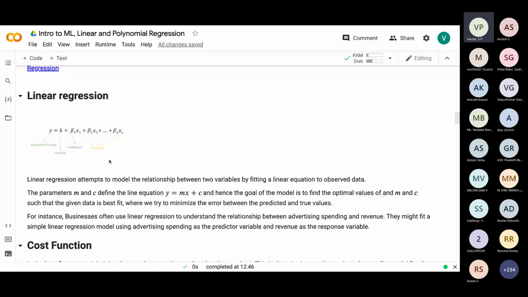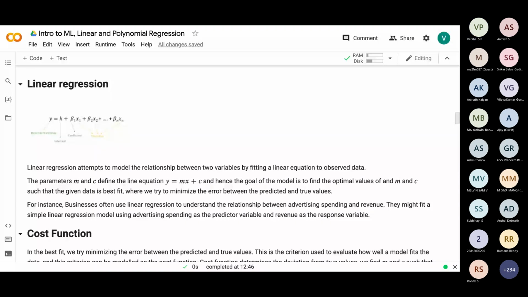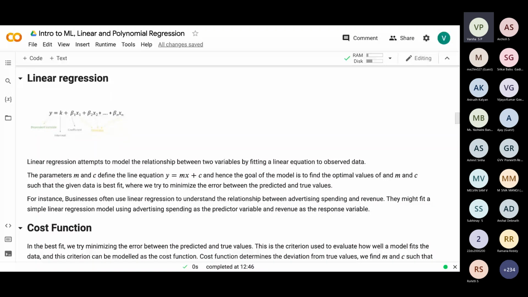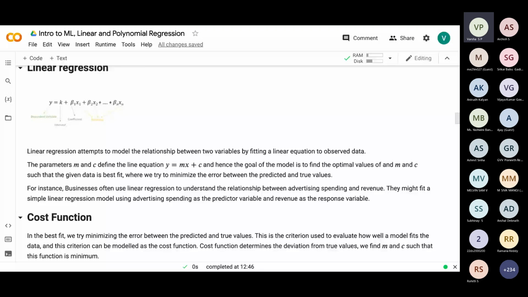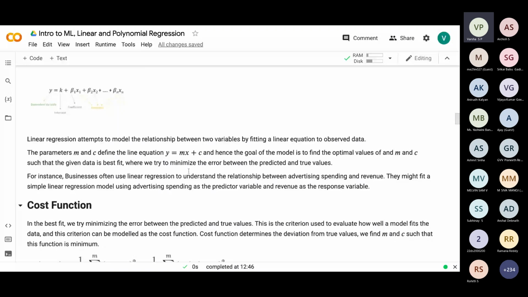So let's see what each one means. Linear regression attempts to model the relationship between two variables by fitting a linear equation to observed data. Here, let's have a simpler linear equation, y = mx + c, where c will be the intercept and m will be the slope in normal language. The slope m is also a parameter which you'll be finding out. You'll see how you find out m.